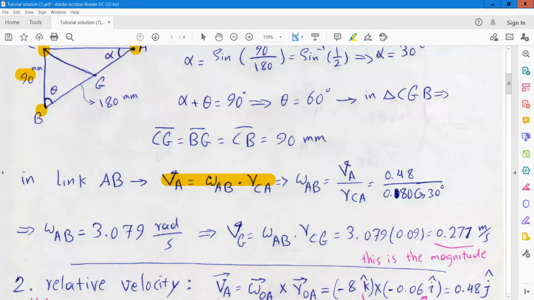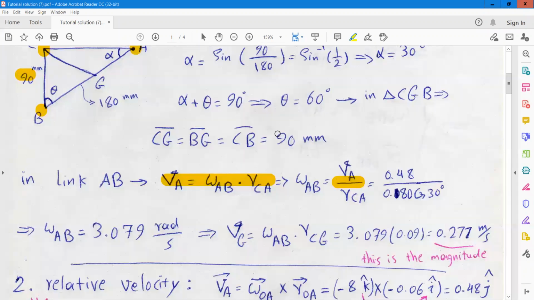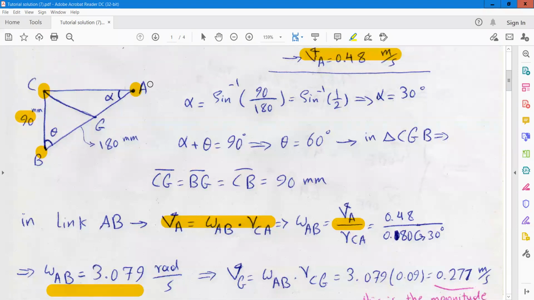From here we can find the omega AB, or the angular velocity of link AB, which is equal to the velocity of A divided by RCA, this term. And finally we can find the angular velocity of link AB. So when we have the angular velocity for this link, now we need to find the velocity of point G, which is exactly at the center of link AB.